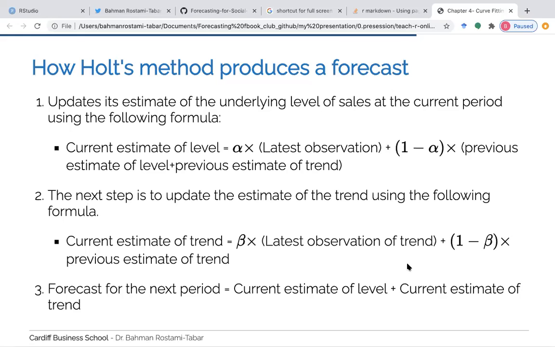But now I have one additional equation compared to SES, because I have to calculate the estimate of the trend. So in the next step, we update the estimate of the trend using this formula. The current estimate of trend is equal to beta times the latest observation of trend plus 1 minus beta times the previous estimate of the trend. And finally, the forecast for the next period is the current estimate of the level plus the current estimate of the trend, and that gives me my forecast equation.